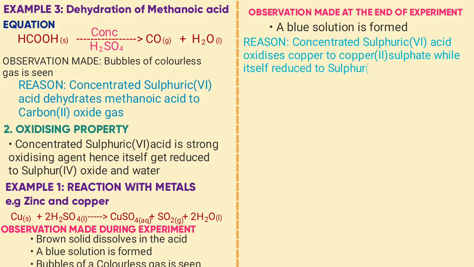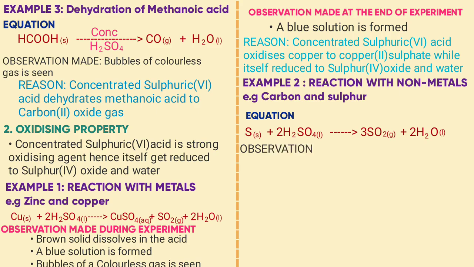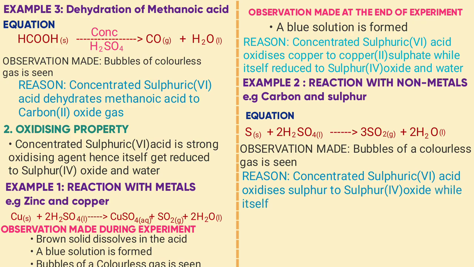Now, reaction with non-metals, e.g. carbon and sulfur. I give an example of sulfur. Equation: sulfur plus 2 sulfuric acid, arrow, 3 sulfur dioxide plus 2 water. Observation made, bubbles of a colorless gas are seen. Reason: concentrated sulfuric acid oxidizes sulfur to sulfur dioxide while itself reduced to sulfur dioxide and water.